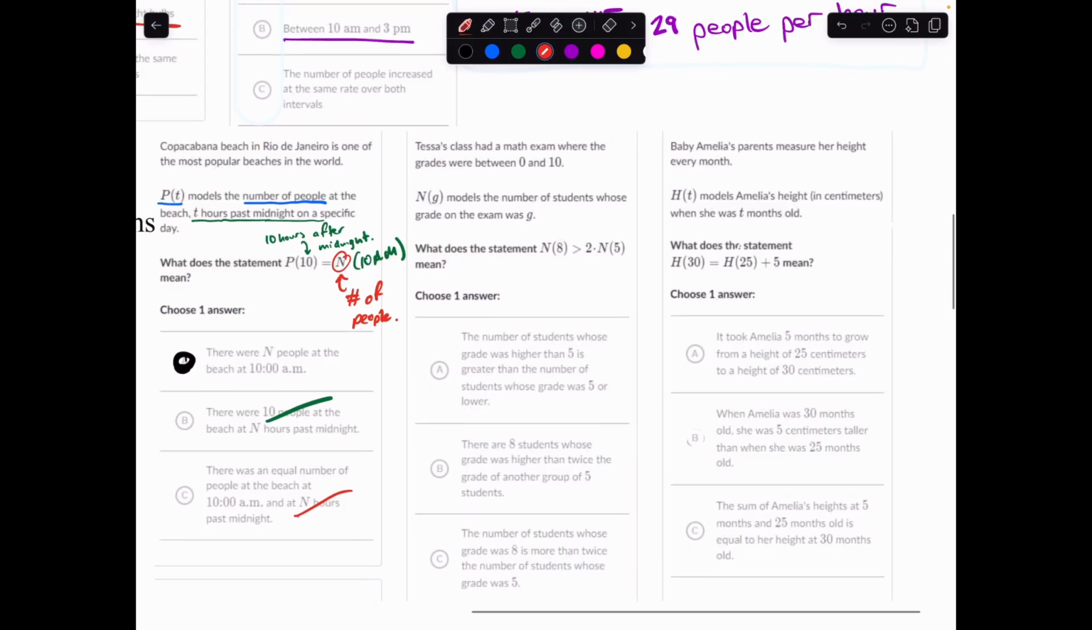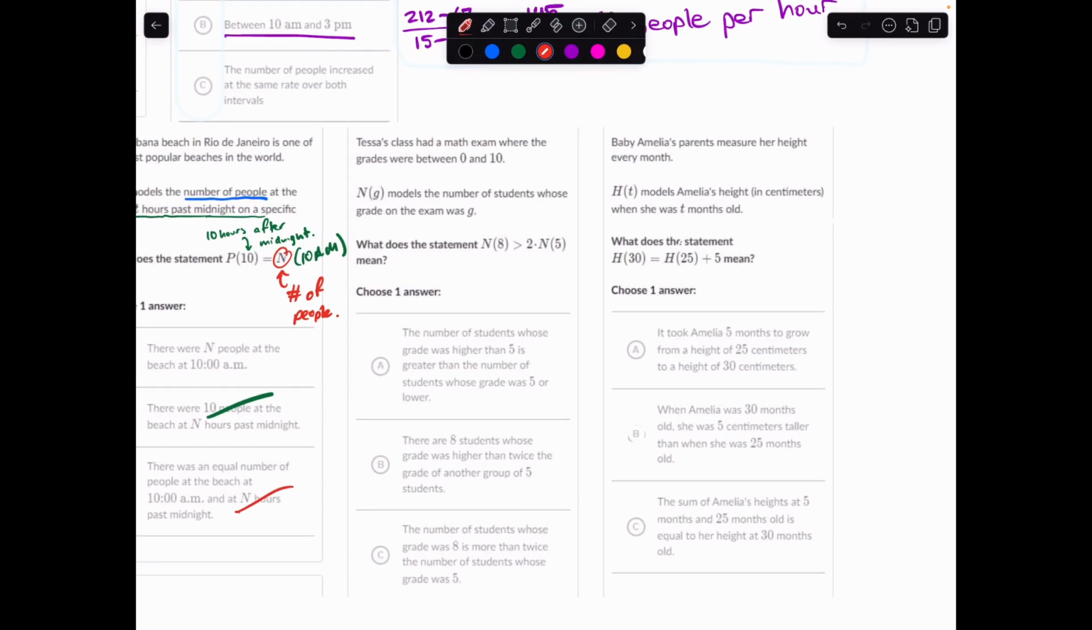All right, let's interpret the second one, and I'll leave the third one for you to do on your own. All right, so Tessa's class had a math exam where the grades were between 0 and 10. We're going to use N as a function with the input G, and it models the number of students. G is the grade on the exam, so G could be between 0 and 10.